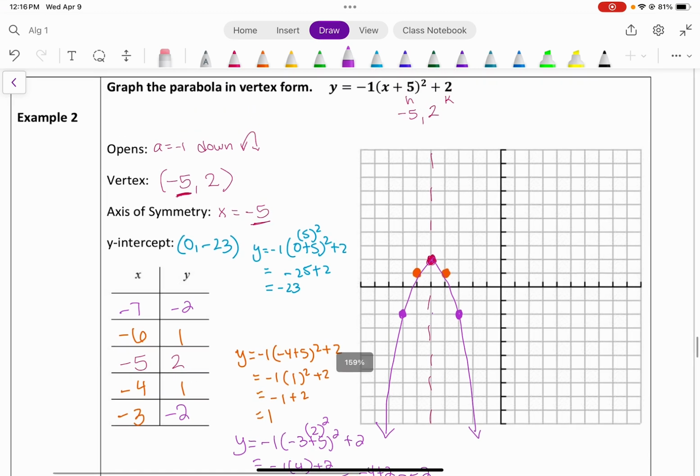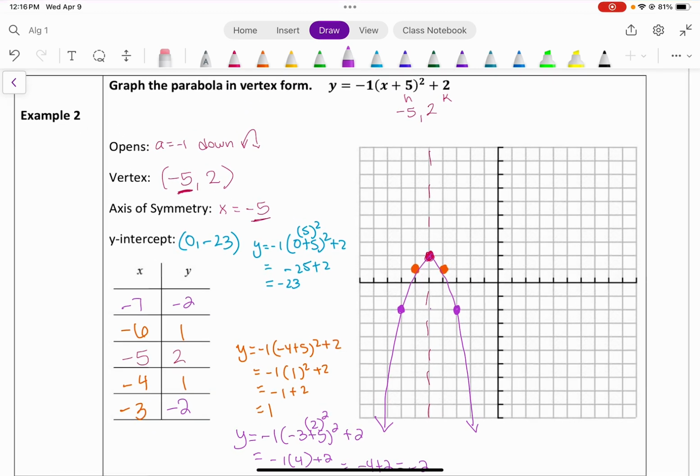So that's your vertex form. Again, all three forms give you a little bit of different information to start off with. So all three forms, we graph them just a little bit differently. We still need the same information: how it opens, our vertex, our axis of symmetry, our y-intercept, right? At least 5 points to make our parabola. But how we find that information is different based on whatever form you start off with.